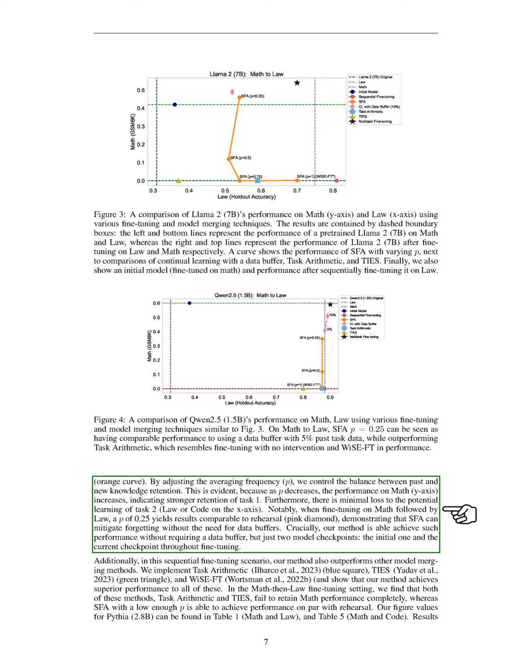Notably, when we fine-tune on math and then on law, using a P of 0.25 gives us results similar to rehearsal, showing that SFA effectively reduces forgetting without needing data buffers. We achieve this with just two model checkpoints, the initial model and the current one during fine-tuning.